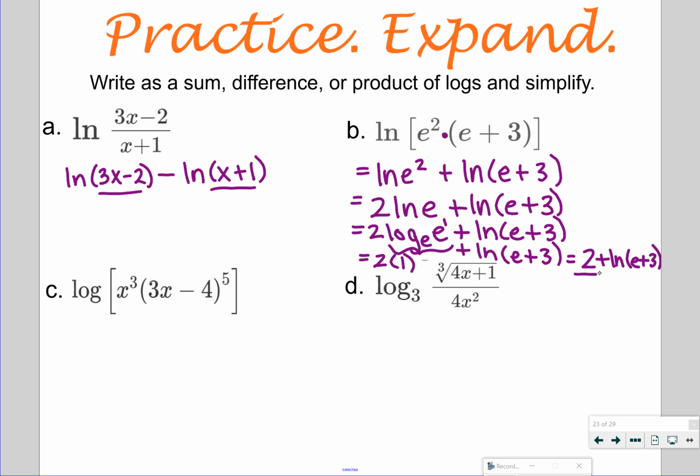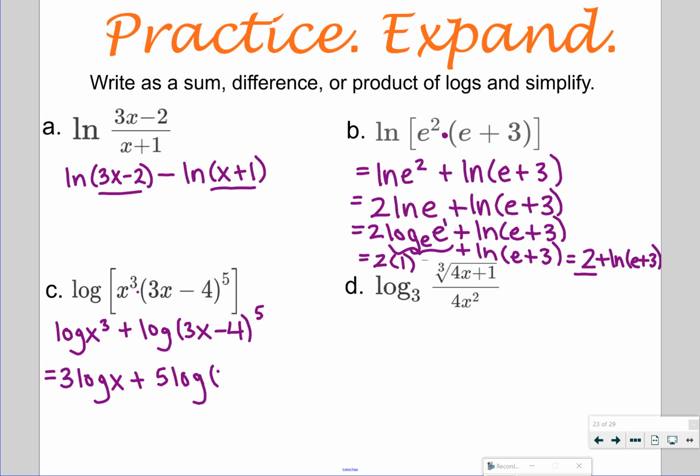Okay, let's look at the next one. Here again, I have multiplication, so we're going to change it into addition. So it's going to be log x to the third plus log (3x minus 4), keep that in parentheses, to the fifth. Then my 3 and my 5 I can bring down in front to make it 3 times log x plus 5 times log (3x minus 4). And then you can't simplify any further than this because that 3x has that minus 4 in the parentheses with it, so that restricts us from expanding any further.